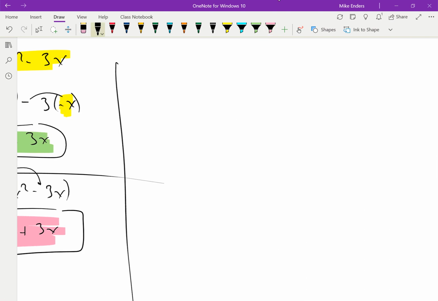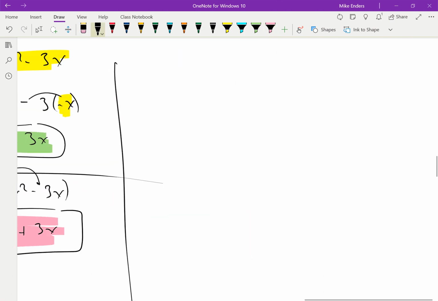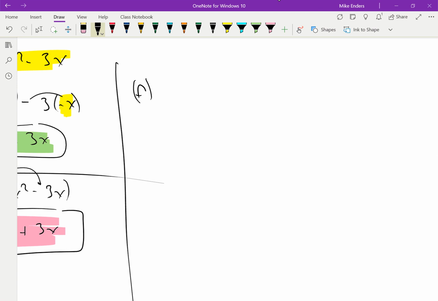So if we do some more examples here, that was just letter E. Let's take a look at letter F. We have f of 3x, and again our function rule f said wherever our input is, square it, multiply by 2, and then subtract 3 times its product.